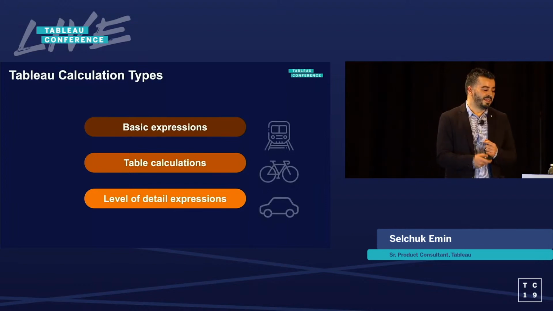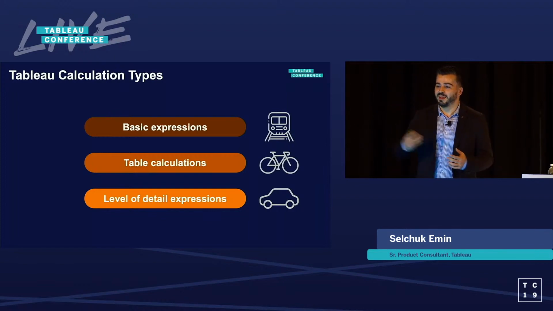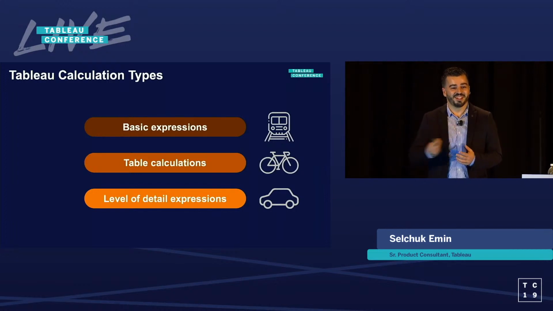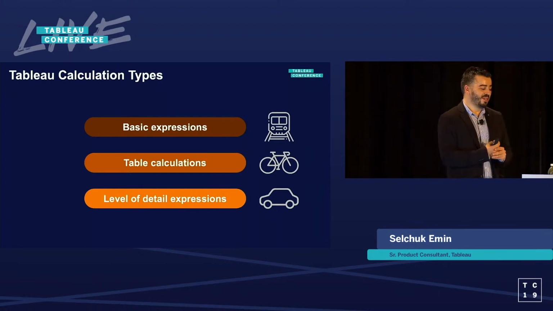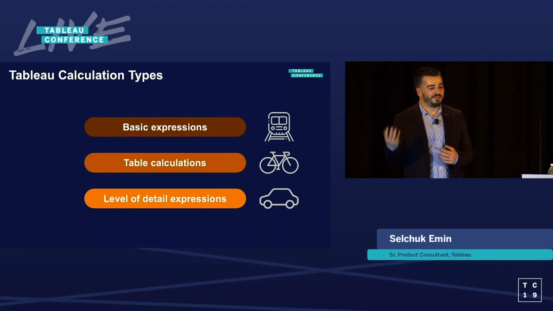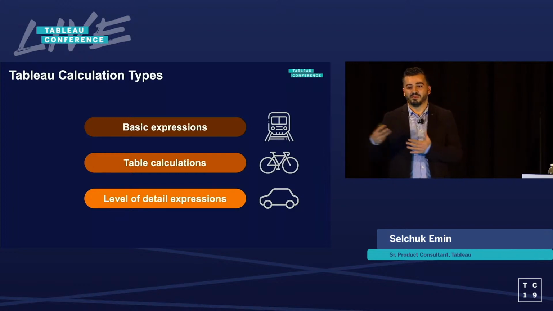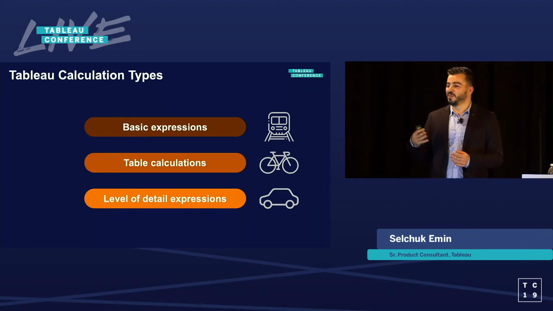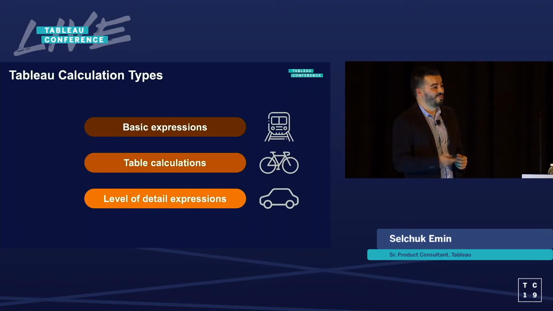So if you think of these calculations as a way to go from point A to point B, you can think that these are different types of transportation to take you there. They have different properties, let's say. Often they will get you to the same point that you want, or maybe close to what you want, and they will depend on different way of operating. So basic expressions can be something like a public transport in a large city. Table calculations could be considered to be like bicycle, whereas level of detail expressions are cars, personal cars.